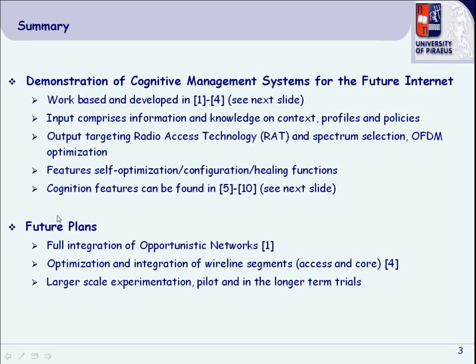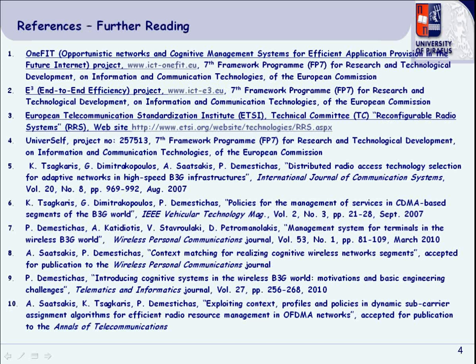Future plans involve the full integration of opportunistic network, the optimization and integration of wireline segments in the access and in the core, and of course larger scale experimentation, pilots, and in the long-term trials. This last slide has some further reading and references.